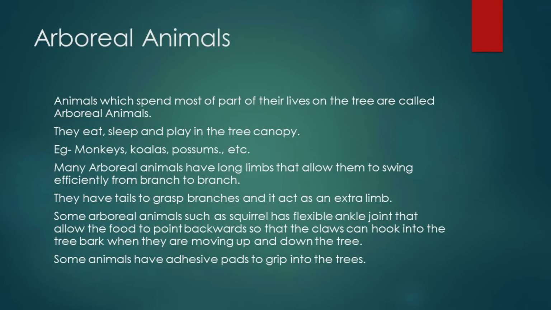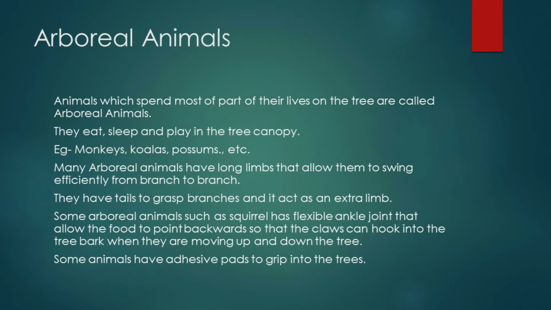Many arboreal animals have long limbs. Limbs means legs or hands that allow them to swing from one branch to another. When they are swinging from one branch to another, you will find they are not falling down from the branch, because their grip is so strong that they are not able to fall down.